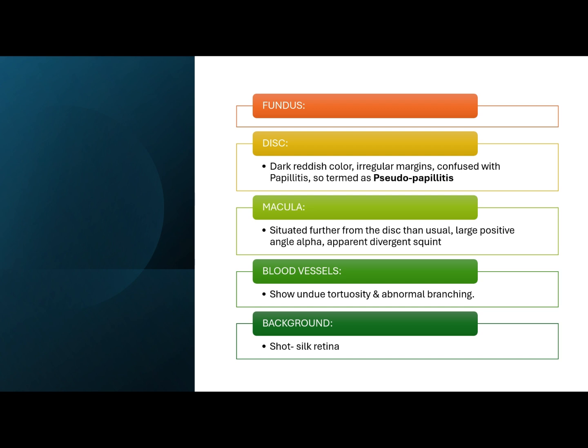In the fundus, because of the small disc, with irregular margins and a crowded disc, we have what is known as a pseudopapillitis-like picture. And because of the large alpha angle, there might be an apparent divergent squint-like picture. The blood vessels may show undue tortuosity, and the background retina, because of the curvature, may show what is known as a shot silk retina.